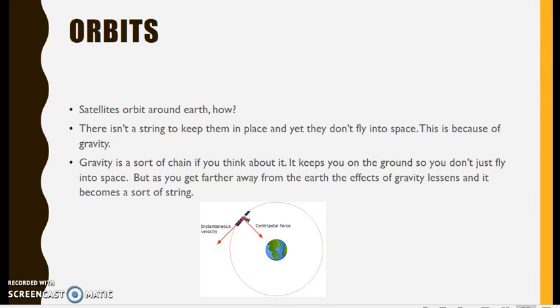Alright, orbits. Satellites orbit around Earth. How? There isn't a string to keep them in place, and yet they don't fly into space. This is because of gravity. Gravity is a sort of chain if you think about it. It keeps you on the ground, so you don't just fly off into space. But as you get farther away from Earth, the effects of gravity lessen and it becomes a sort of string. That's why a satellite can rotate around Earth, because of gravity. And gravity is the centripetal force of the satellite.